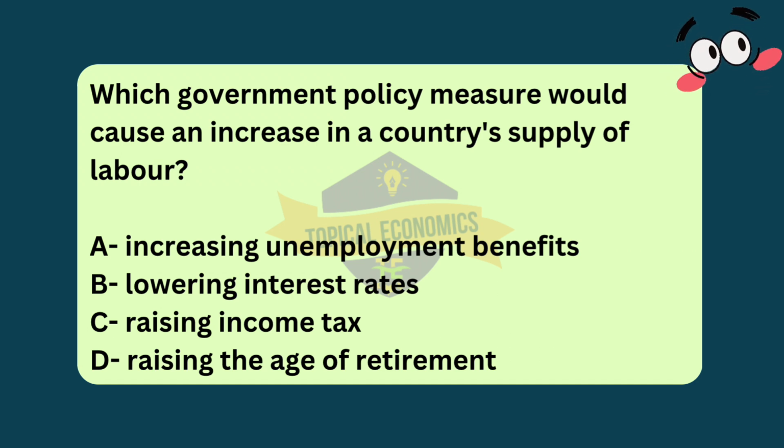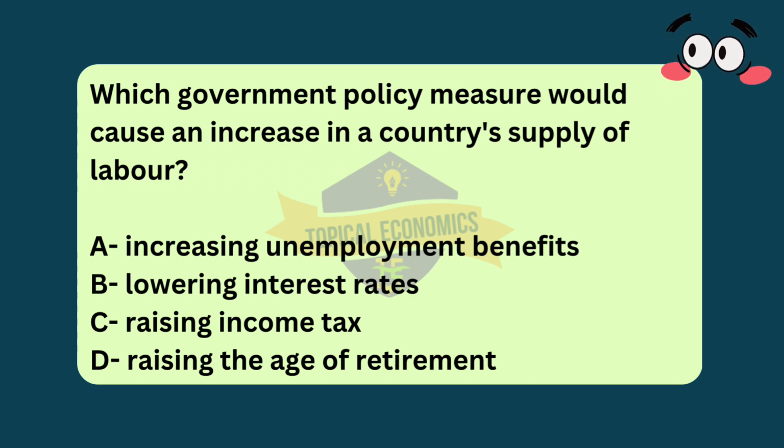The correct answer for this question is option D. Raising the age of retirement policy measure would directly increase the supply of labor by encouraging people to remain in the workforce for a longer period of time. As the retirement age is raised, individuals who would have otherwise retired earlier are incentivized or required to continue working, thereby increasing the overall supply of labor.